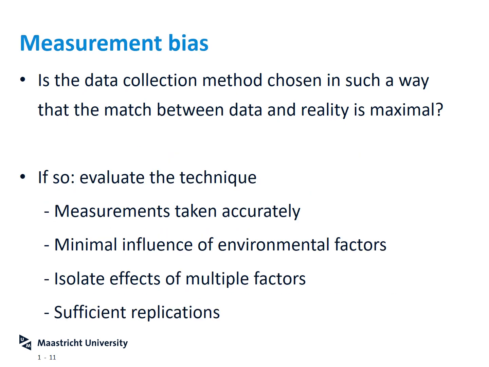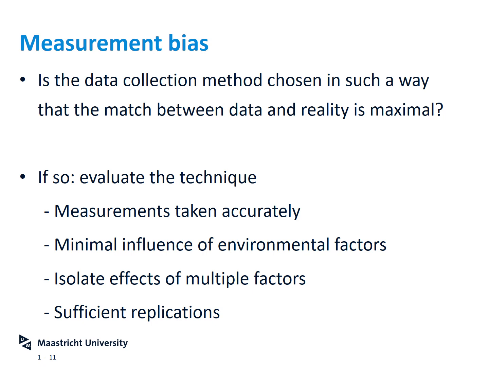Another important form of bias, the second very important form of bias that's associated with doing your experiments, is what we call measurement bias. Sometimes you're doing a type of measurement in your experiment to look for a correlation, but the data collection method is not chosen in such a way that there is an ideal match between experimental data and reality. If you see that something is wrong with your data, and when you study the population as a whole, the results from your experiment don't match what you would expect in reality, you should reevaluate your technique.